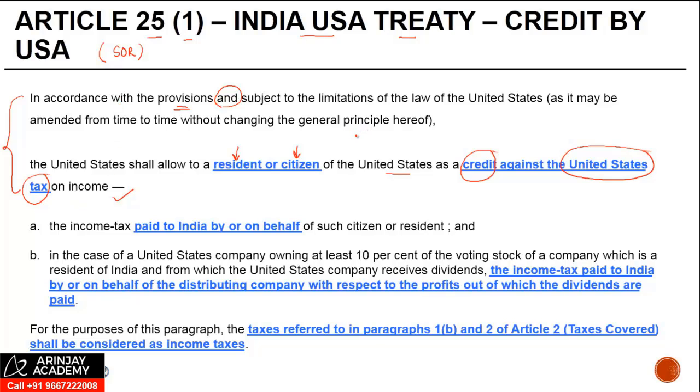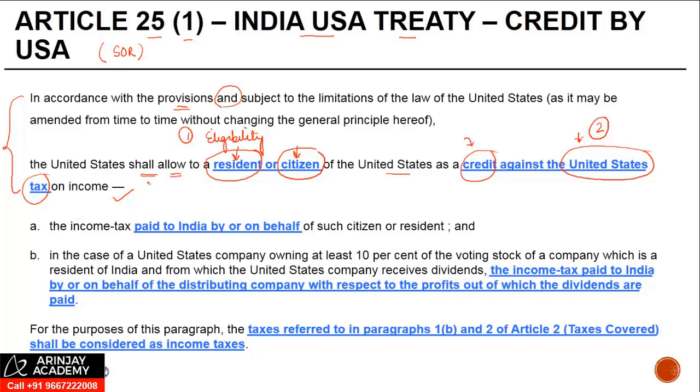What this part says is that the United States shall allow to a resident or a citizen of US. So the eligibility is based on two criteria. Either the person is a resident or a citizen of United States. If he is a resident or a citizen, then he shall be eligible for credit against what? Against the United States tax. So it becomes important to understand what exactly United States tax means, right?